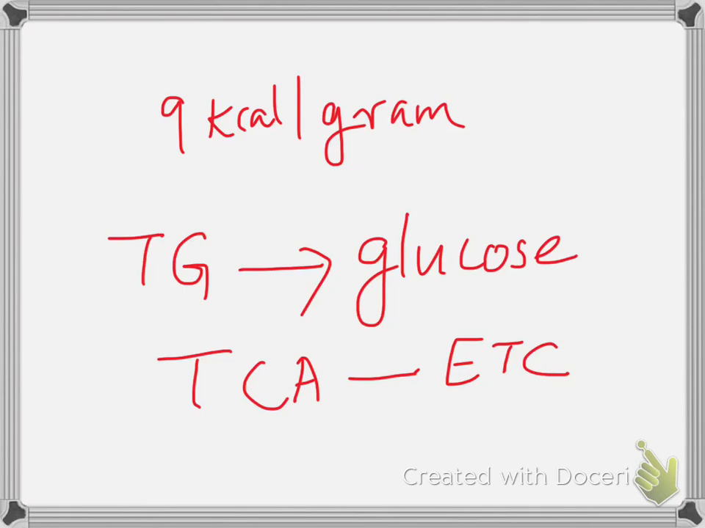So, if the carbohydrates are adequate in the diet, the triglycerides are metabolized to their products and they enter into the tricarboxylic acid cycle or TCA cycle, then to the electron transport chain, forming ATP. If carbohydrates are inadequate in the diet, then ketone bodies or ketones are formed.